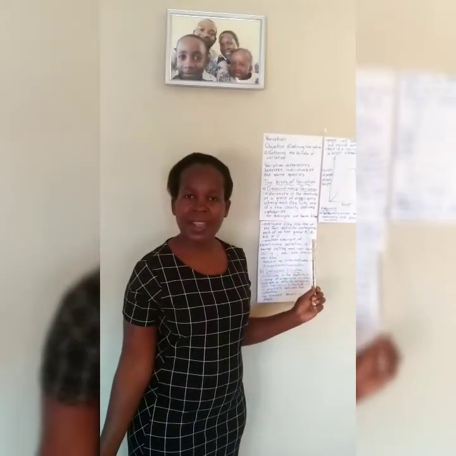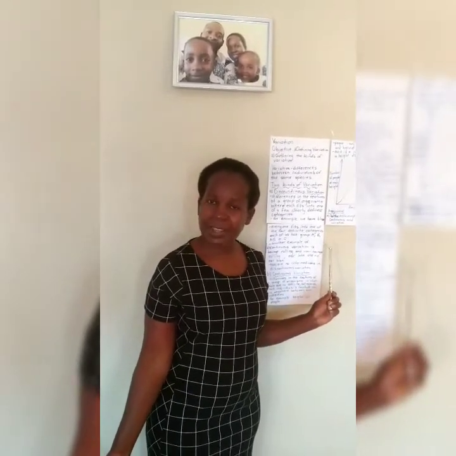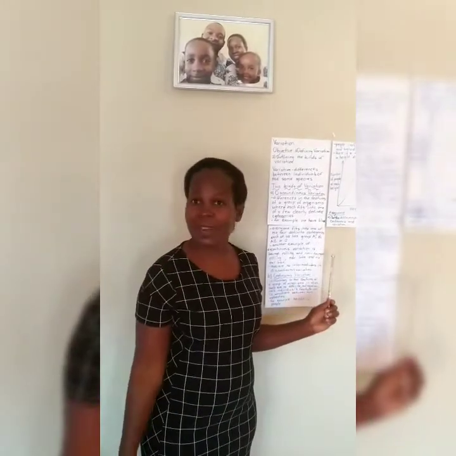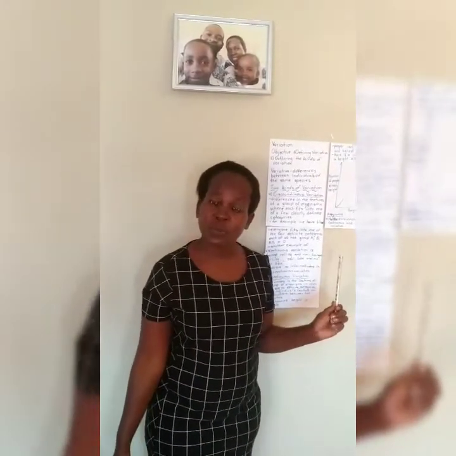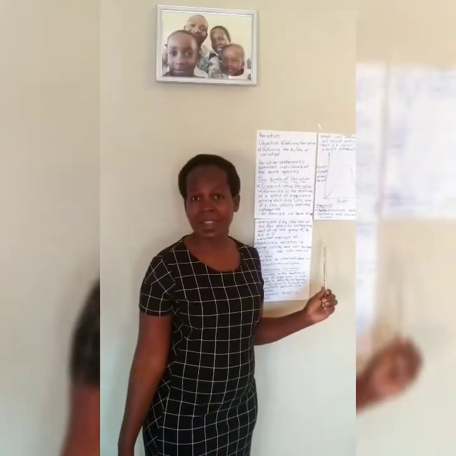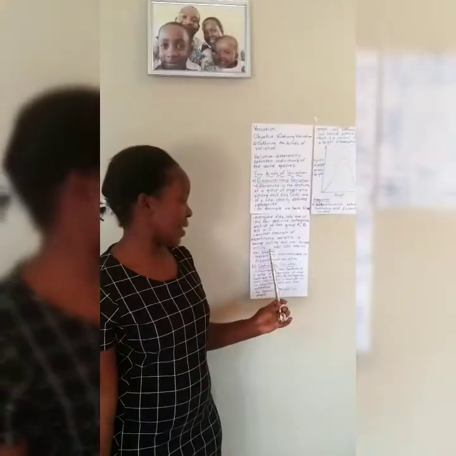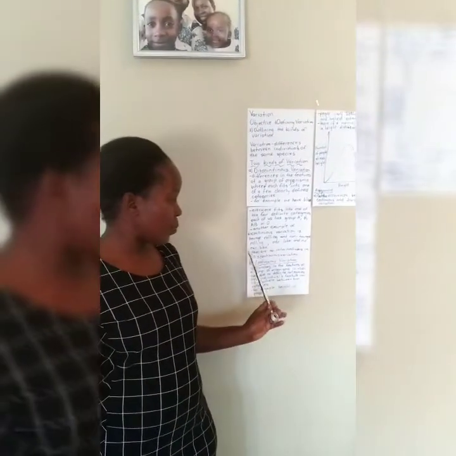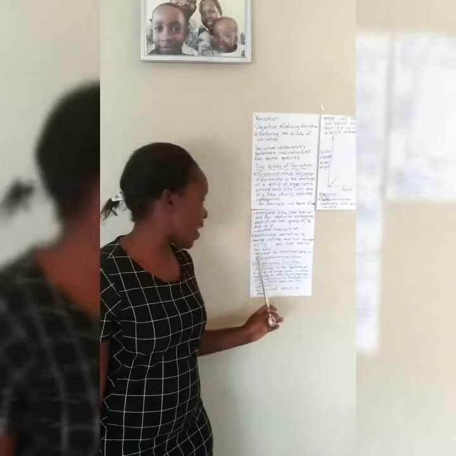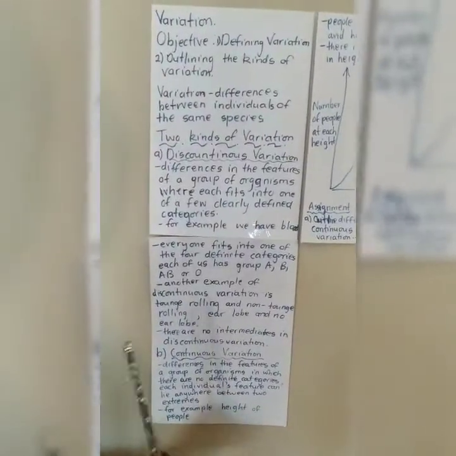And then we can talk about tongue rolling. Either one is tongue rolling, like myself, or someone is non-tongue rolling, or you can talk about either someone has an earlobe or someone does not have an earlobe. We are going to do this exercise when we meet, whereby we take the statistics in our class of those who are tongue rolling, non-tongue rolling, earlobe or no earlobe. Before we go to continuous variation, we should take note that in discontinuous variation there are no intermediates. Take note of that, right?